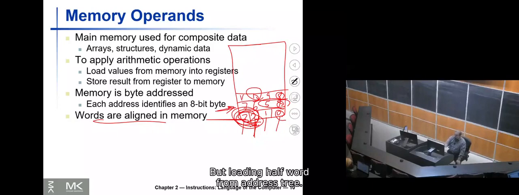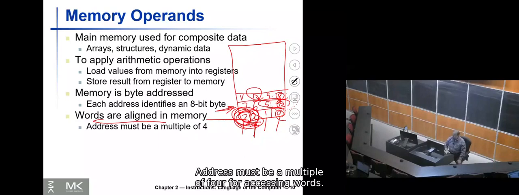But loading a half word from address 3, no, because one byte is here, the other one is here. 4 is in the other row. It's not aligned. Okay? So aligned words would be 0, 4, 8, 16. Aligned bytes would be everywhere. Aligned half words would be 0, 2, 4, 6, 8, 10, and so on. Okay? The address must be a multiple of 4 for accessing words.